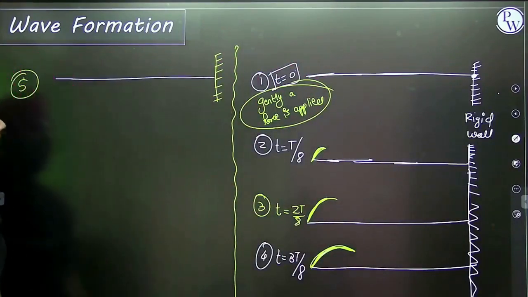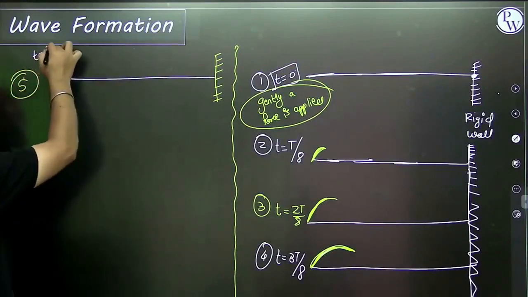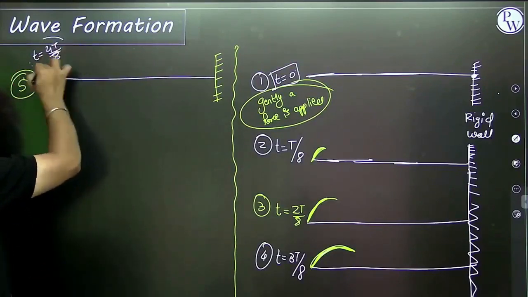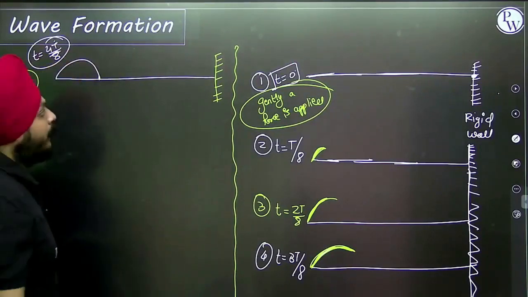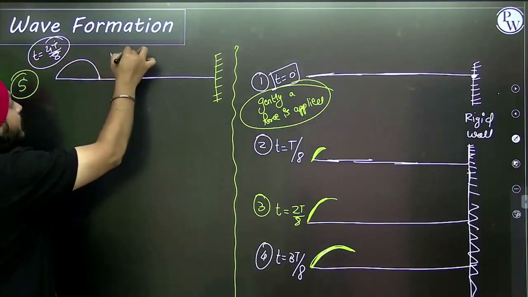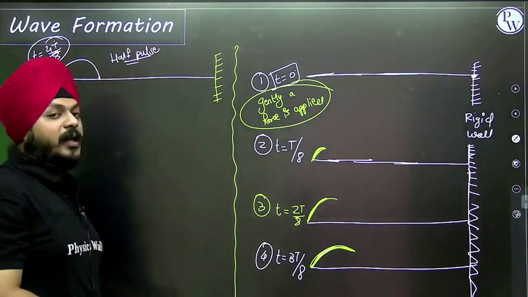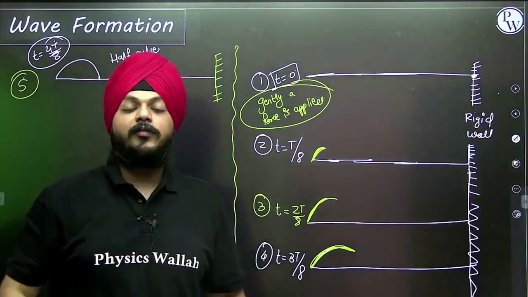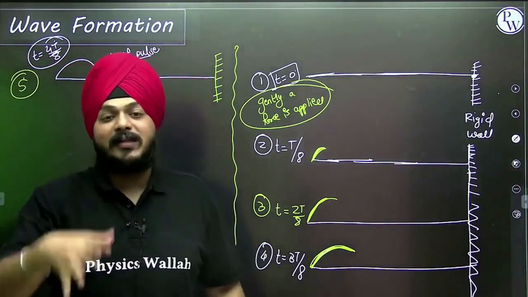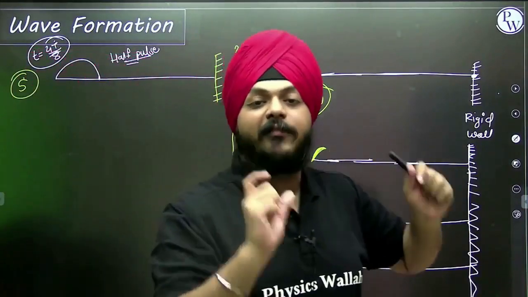See this one. Now, we have taken 3T by 8, so it will be 4T by 8 seconds. Half of the pulse is formed. On applying a gentle force, if the entire formation of the pulse takes place in 1 second, then in half a second, half the pulse forms.